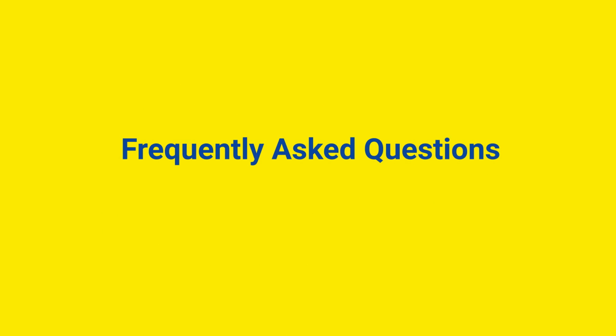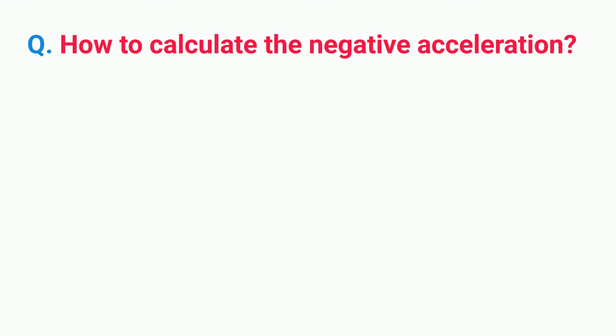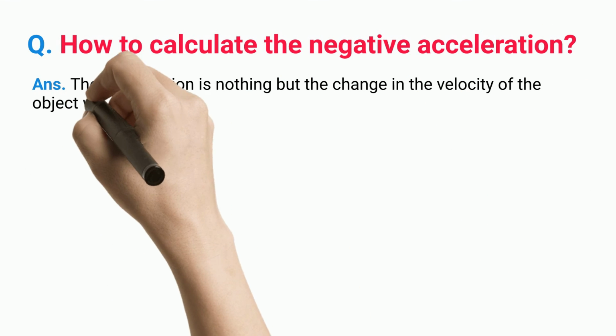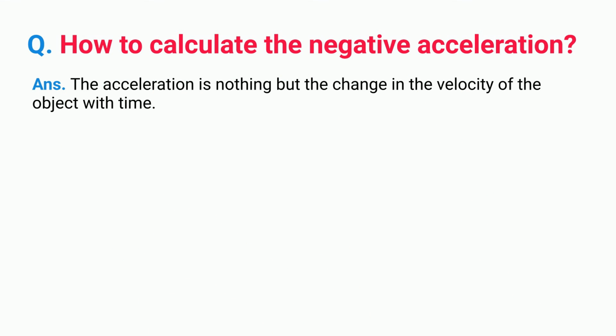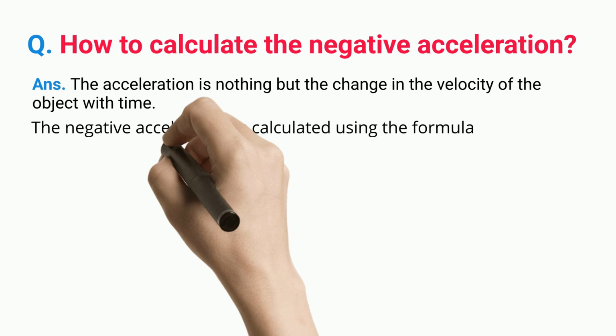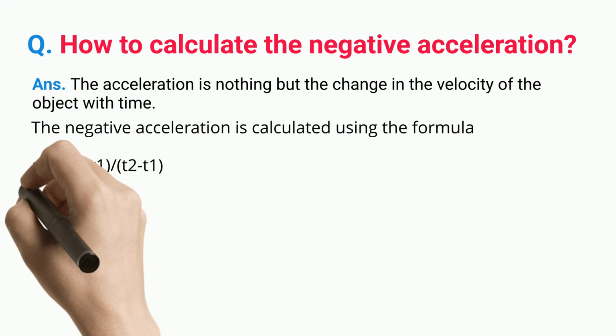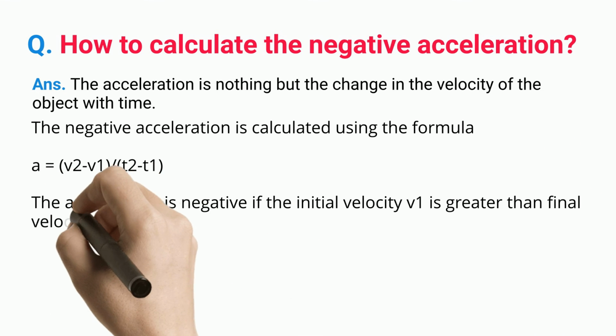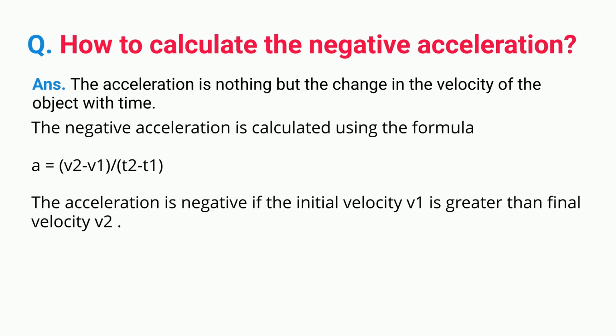Frequently asked questions. How to calculate the negative acceleration? The acceleration is nothing but the change in the velocity of the object with time. The negative acceleration is calculated using the formula a = (v2 - v1) / (t2 - t1). The acceleration is negative if the initial velocity v1 is greater than the final velocity v2.